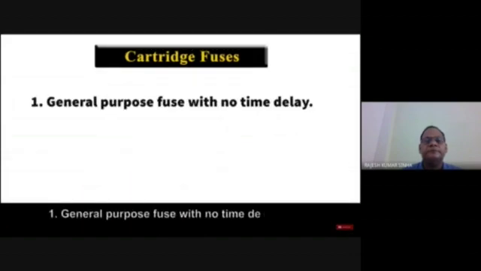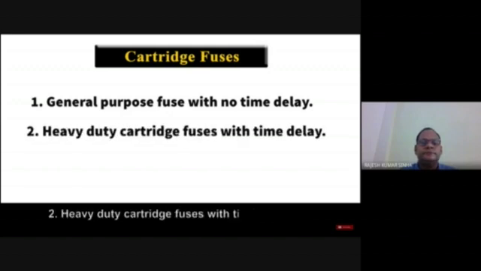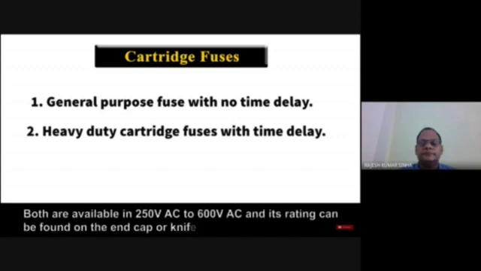Number 1, general purpose fuse with no time delay, and number 2, heavy duty cartridge fuses with time delay. Both are available in 250 volt AC to 600 volt AC.